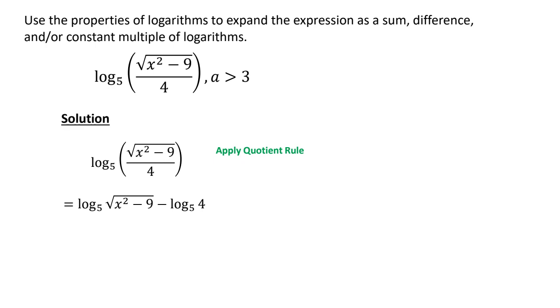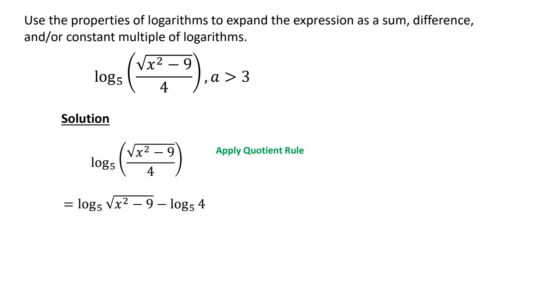To expand this, the first thing I see here, in the input value of my log, is a quotient, two things dividing. So I'm going to apply my quotient rule. My quotient rule says that when I have a log of a given base and its input has a division, I can expand it by subtracting. So I can have two logs now.